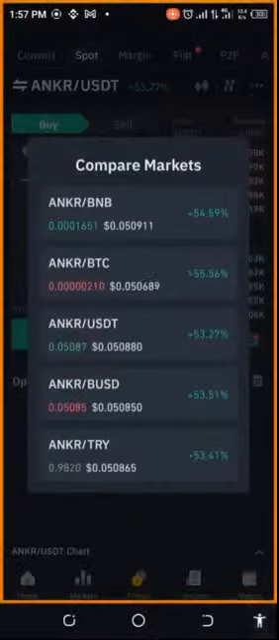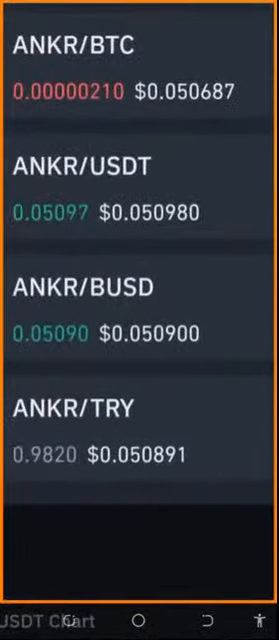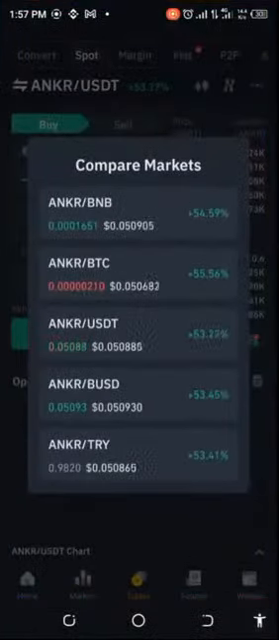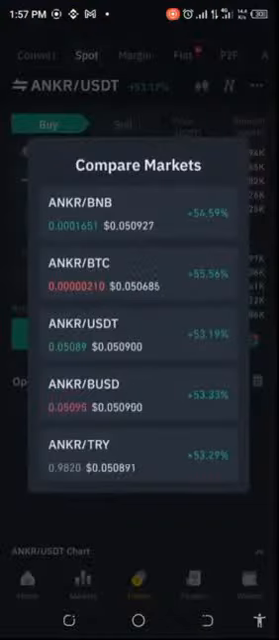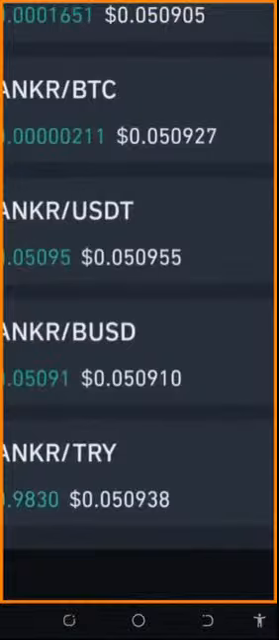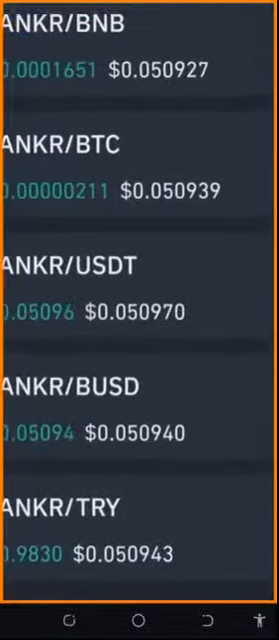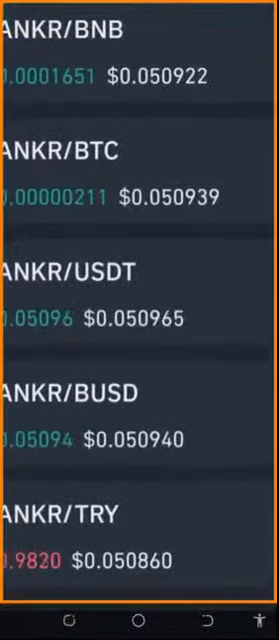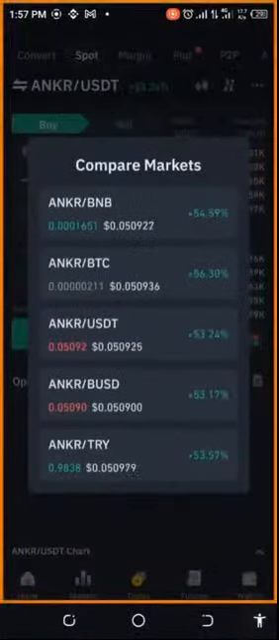Okay, today we're currently on ANKR/USDT. We're on the compare markets for ANKR coin, and we're looking at the opportunities that are there. We're looking at the prices. I can see the prices are rapidly changing, and for a few moments I've been seeing it change up and down. So I'm just waiting for it to get to a very considerable range.